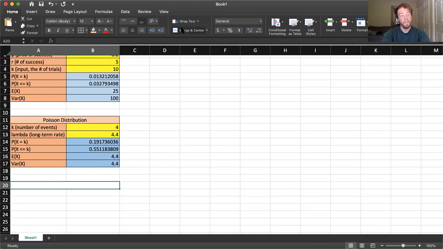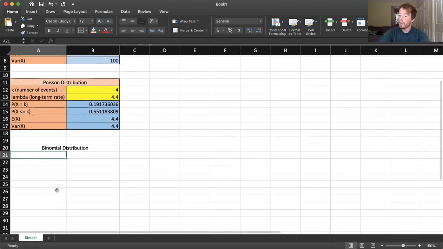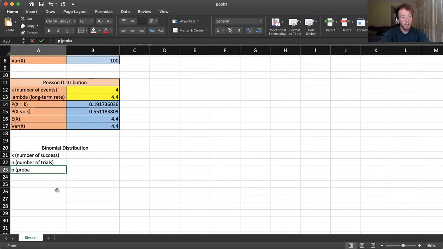So, binomial. Cool. So what are the things we have to take in for the binomial distribution? That is the number of successes, right, that we want to see. We have n, the number of trials. We have p, the probability of success. Sounds pretty good to me. And I think those are our 3 inputs.